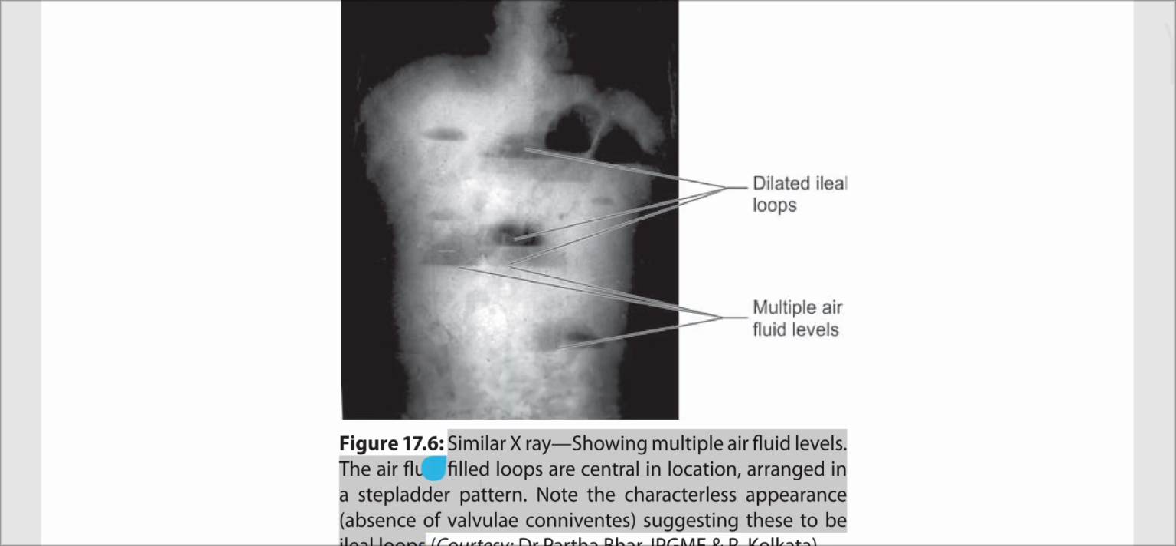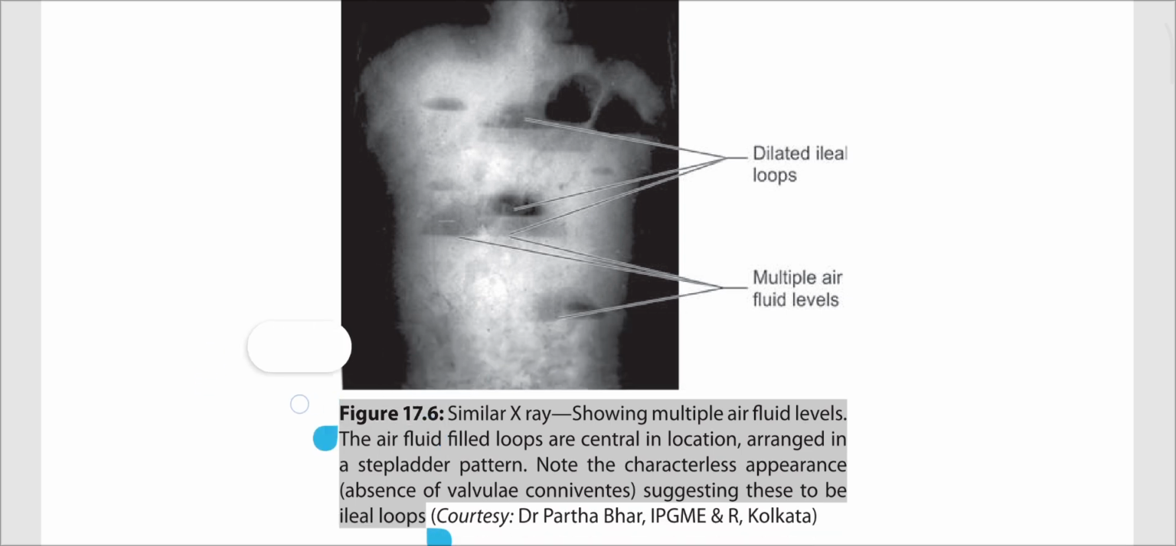Similar X-ray, showing multiple air fluid levels. The air fluid-filled loops are central in location, arranged in a stepladder pattern. Note the characterless appearance, absence of valvulae conniventes, suggesting these to be ileal loops.